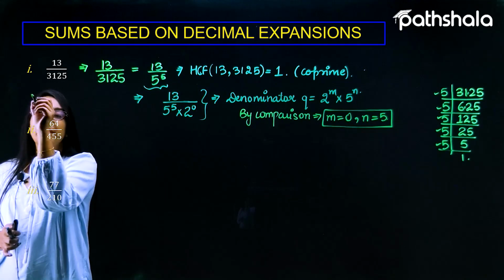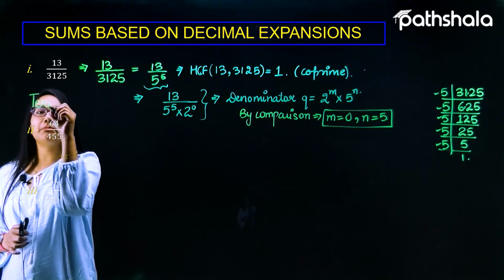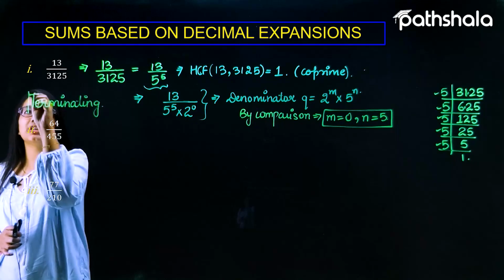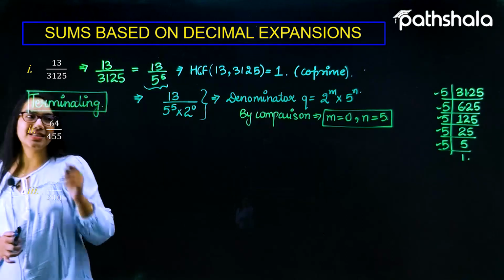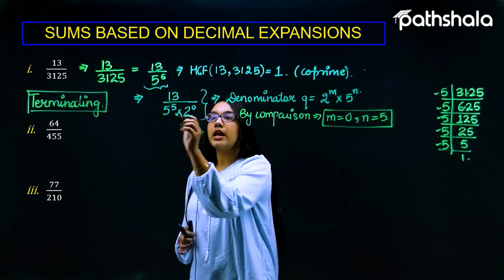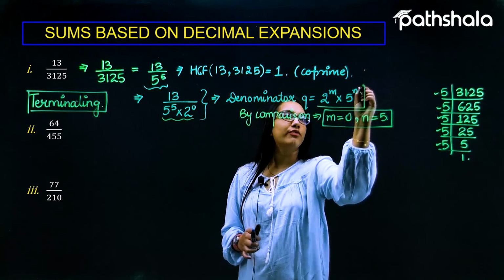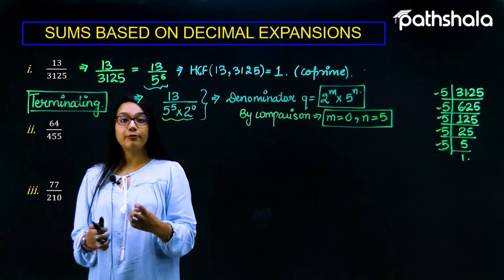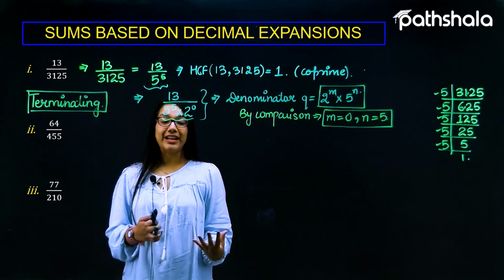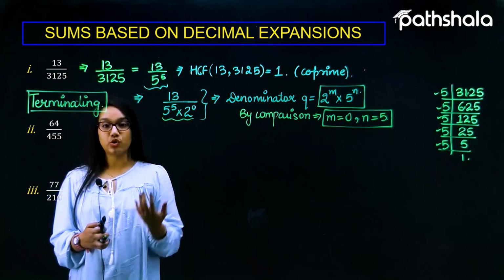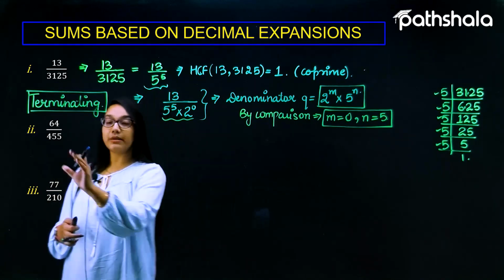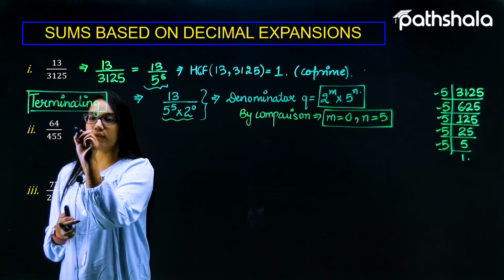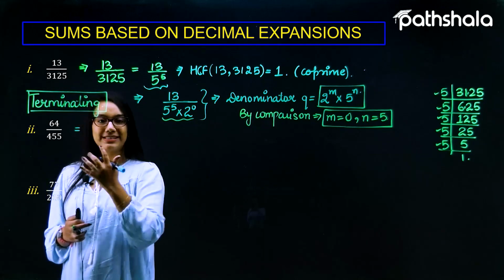So I'm writing over here that this number is definitely a terminating expansion. Why so? Because it is satisfying both conditions: first of all, they should be co-prime, and yes, they are co-prime, and the other thing is their denominator is of the type 2 raised to the power m into 5 raised to the power n. So this is the way you have to find out whether any rational number of the type p by q is terminating or not. Let's move on to the second part, which is 64 by 455. Now let's start the solution of this question on the same grounds.